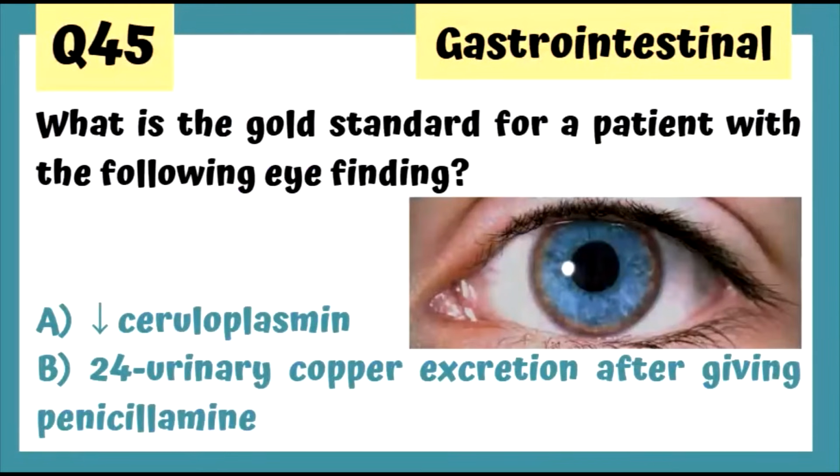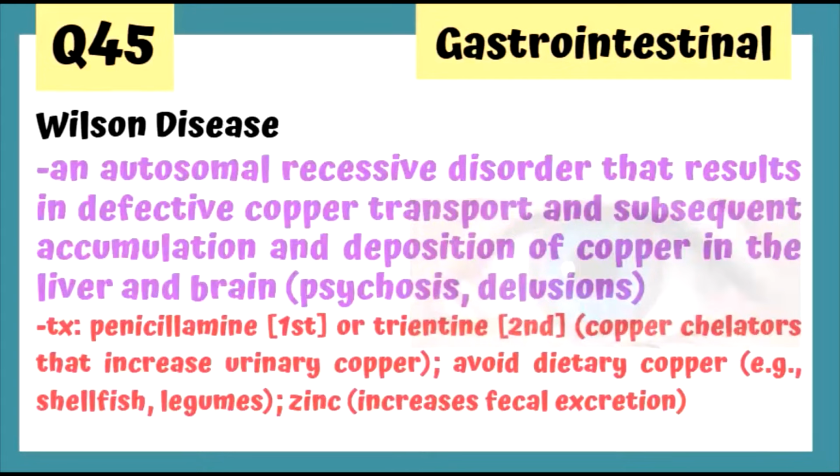Question 45. What is the gold standard for a patient with the following eye findings where we see these Kayser-Fleischer rings? So this is Wilson disease, not decreased ceruloplasmin. We want to get the copper excretion after giving penicillamine. That's how we diagnose, the gold standard for Wilson disease. It's an autosomal recessive disorder that results in defective copper transport and subsequent accumulation and deposition of copper in the liver and brain, leading to psychosis and delusions.